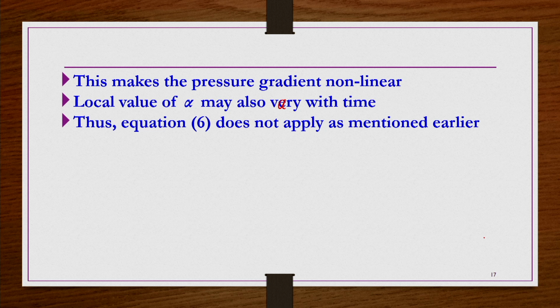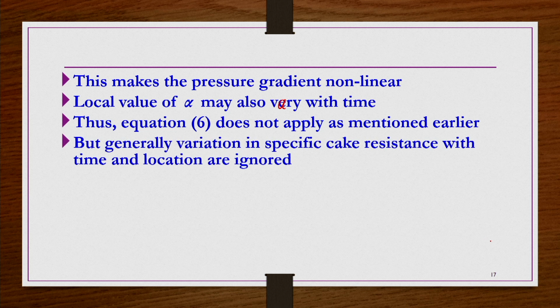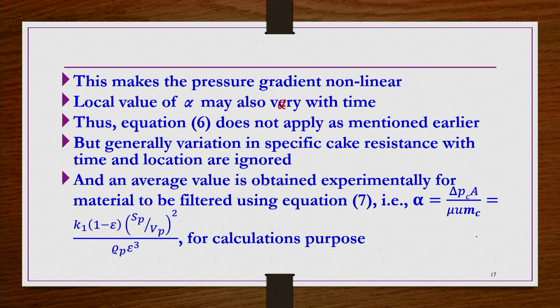Thus, equation number 6 that has been developed for cake resistance does not apply, as mentioned earlier, for the case of compressible cakes. That can be applied for incompressible cakes, but for compressible cakes it is not applied. But generally, variation of specific cake resistance with time and location is ignored, and an average value is obtained experimentally for the material to be filtered, using the same equation, alpha equals delta P C A by mu u mc, for calculation purposes. Okay. So, here only the variations with respect to time and location are ignored, but not the variation with respect to pressure.